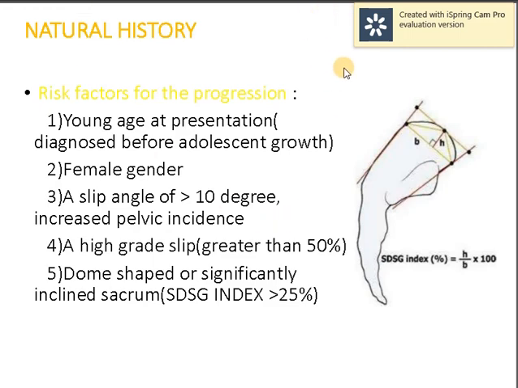Okay, so what are the risk factors for progression? If it is at presentation at a young age, that is diagnosed before adolescence, and females are more prone. A slip angle of more than 10 degrees, increased pelvic incidence, high grade slip greater than 50%, dome-shaped or significantly inclined sacrum, that is the SDSG index if it is more than 25 percent.